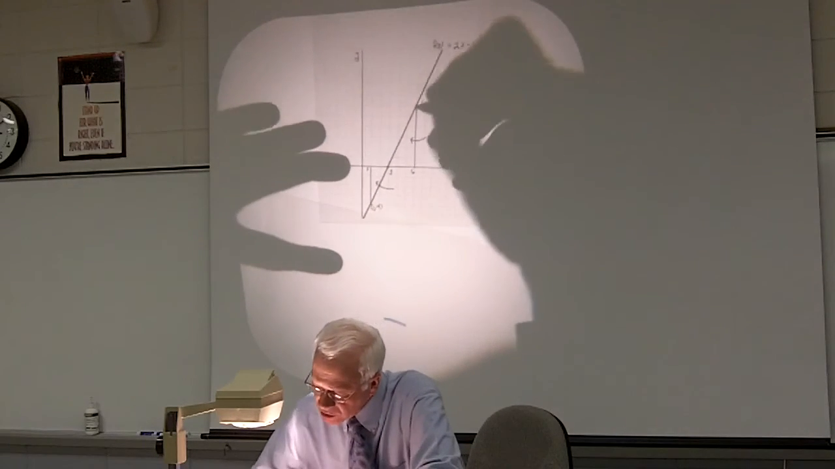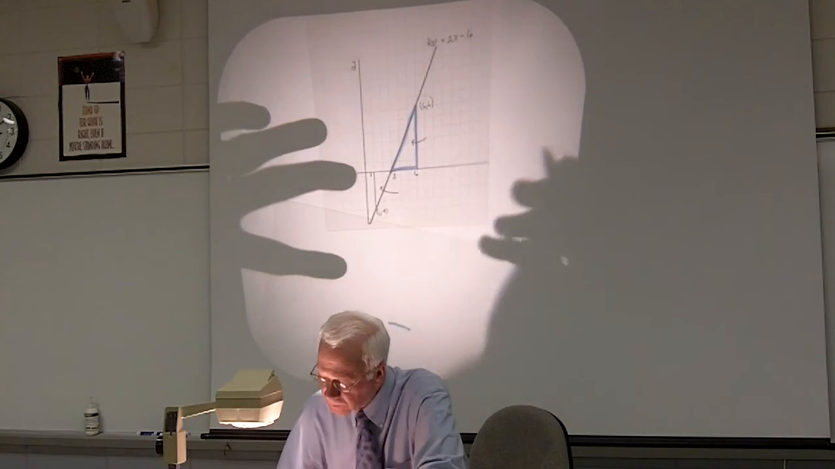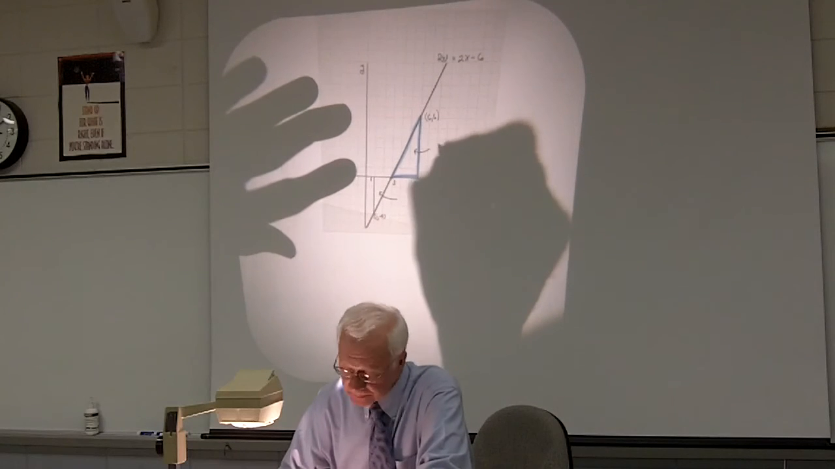I think I can do it this way. What's the area of this triangle right here? 3 by 6 by 6. 9. Okay, that's going to be 9.